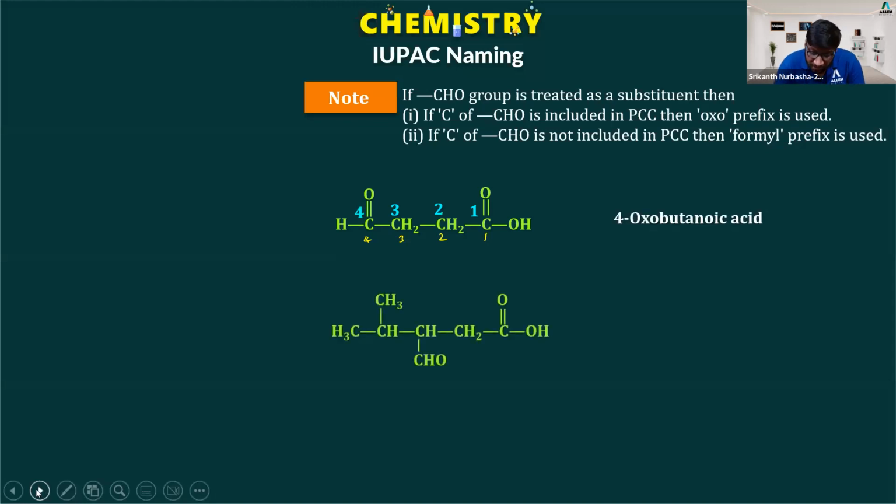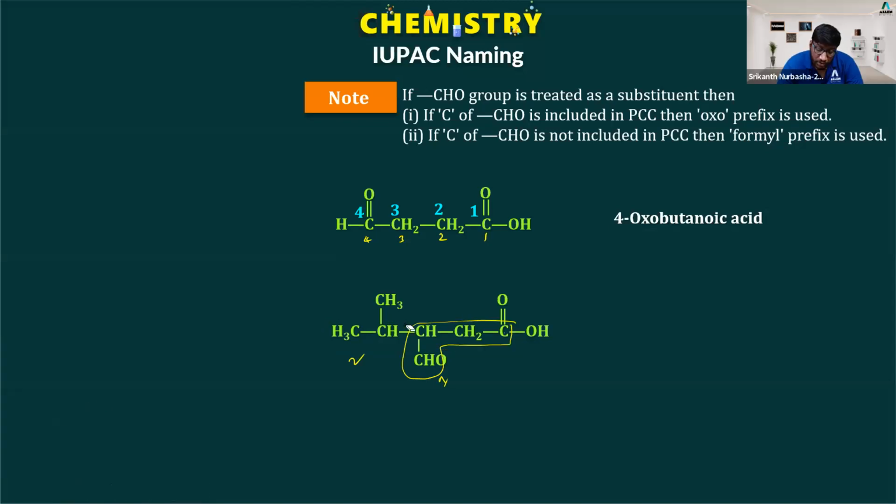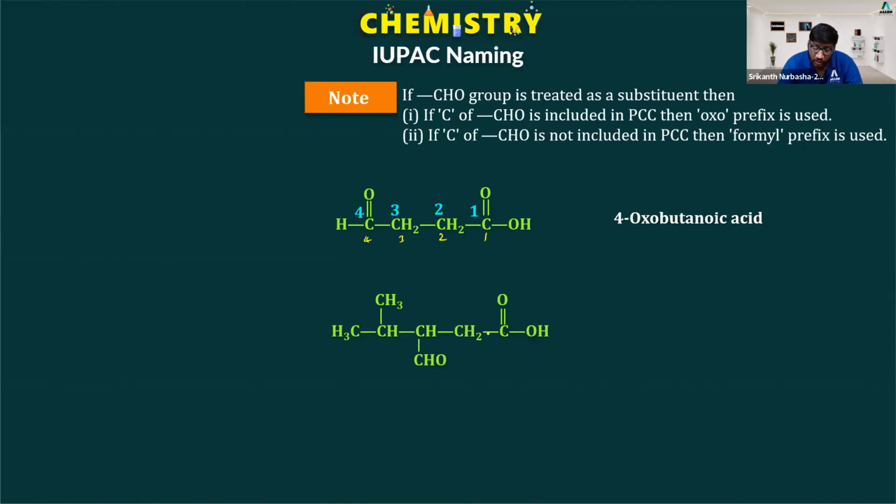Next compound, C double bond OH, CH2, CHO. Do I need to consider the long chain in this fashion, 1, 2, 3, 4, or do I need to consider the long chain in this fashion? This first one is the maximum. You take 5 carbons because CHO is just a substituent now. Yes or no? CHO is just taken as a substituent now. So I have to include 1, 2, 3, 4, 5. 5 carbons as the long chain.